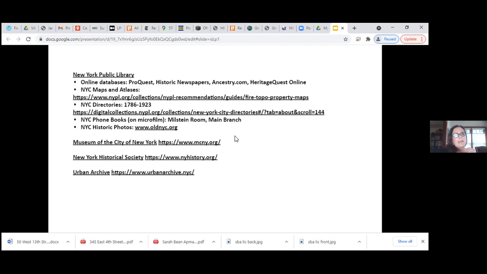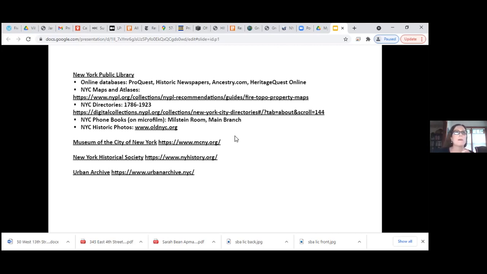New York Public Library also has online the New York City directories between 1786 and 1923, and these are absolutely invaluable. They also have a few spotty ones after 1923 and a couple in different boroughs. In the Milstein room, you can go to see New York City phone books, which are on microfilm. We actually determined where Stanley Kubrick lived in the East Village by using that resource, although I hate microfilm, it was exciting to find that.